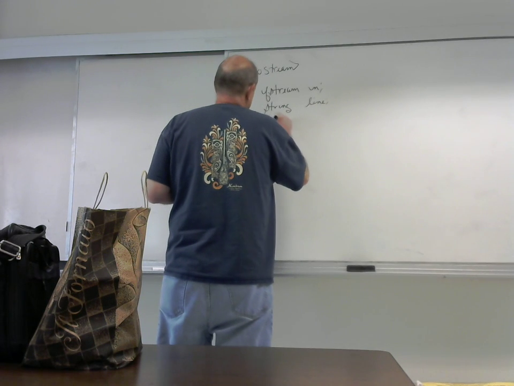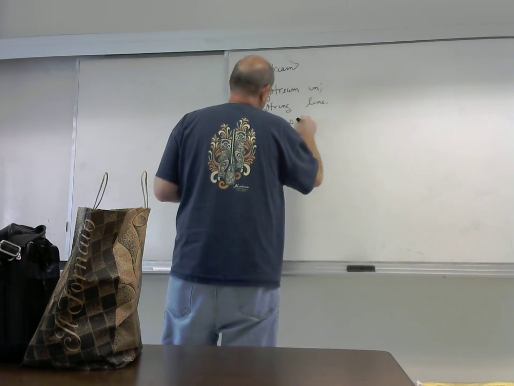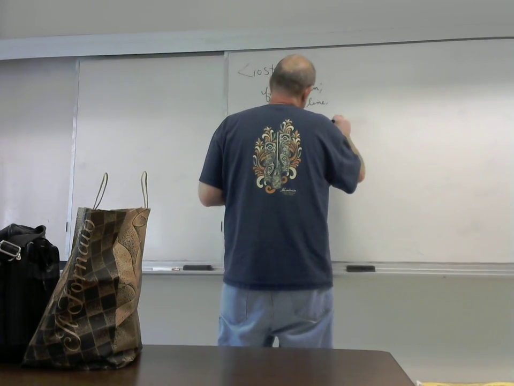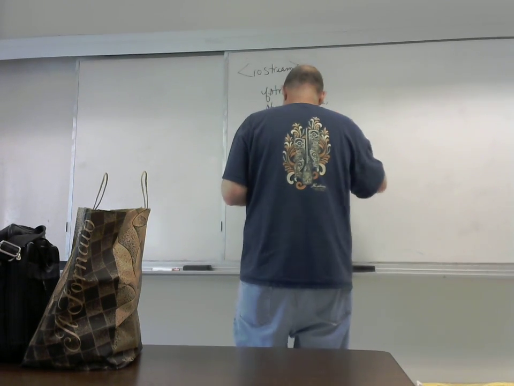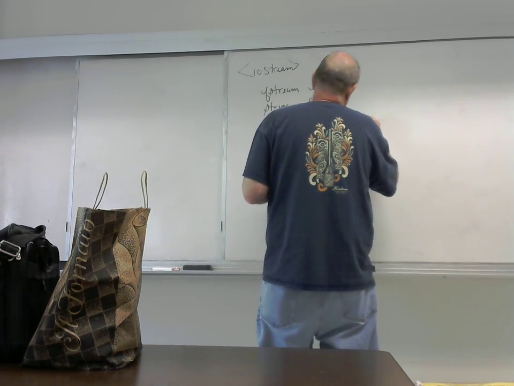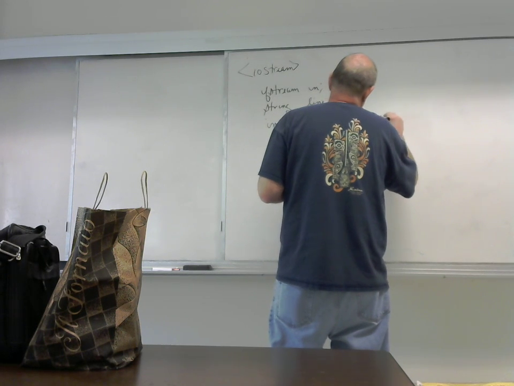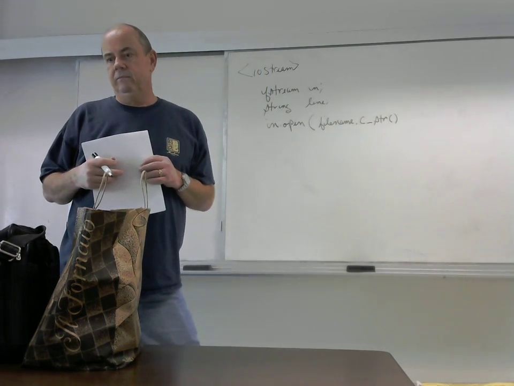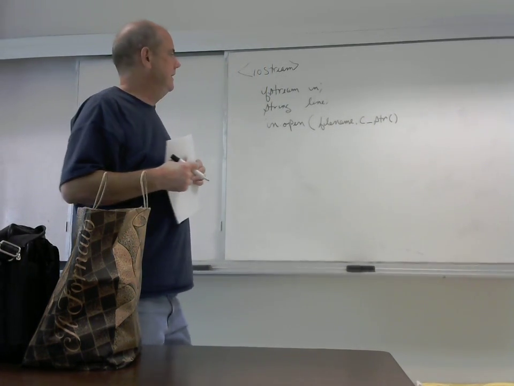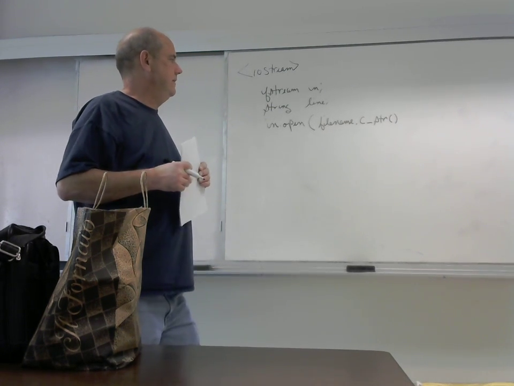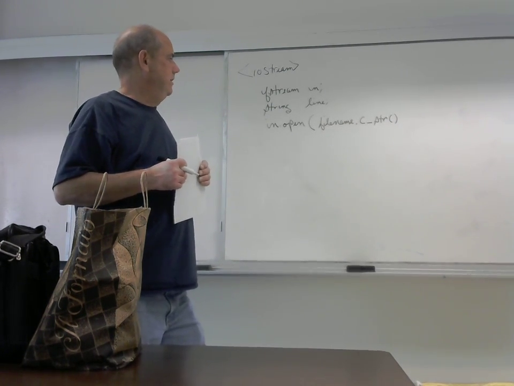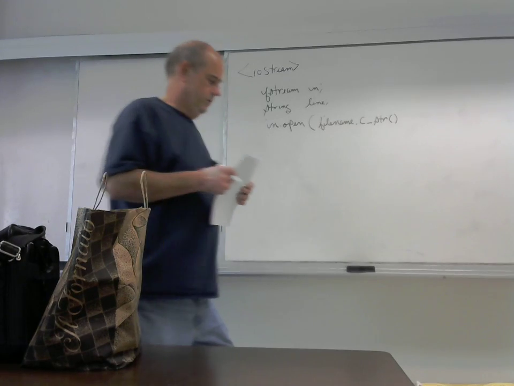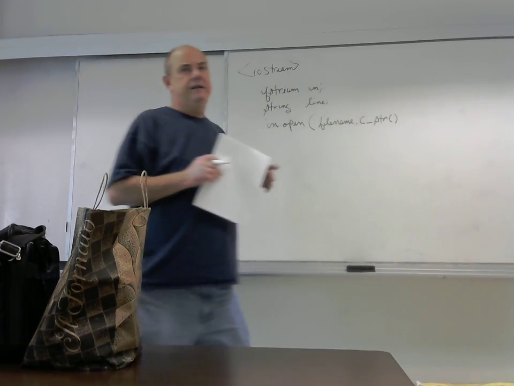So we'll say open, a method in the file stream. filename dot c underscore str. So the file name has to be a C string. If it's not a C string, it won't work. You read it as a string, you have to convert it. This is how you take a C++ string and turn it into a C string. These are methods to do that. This open takes a C string.